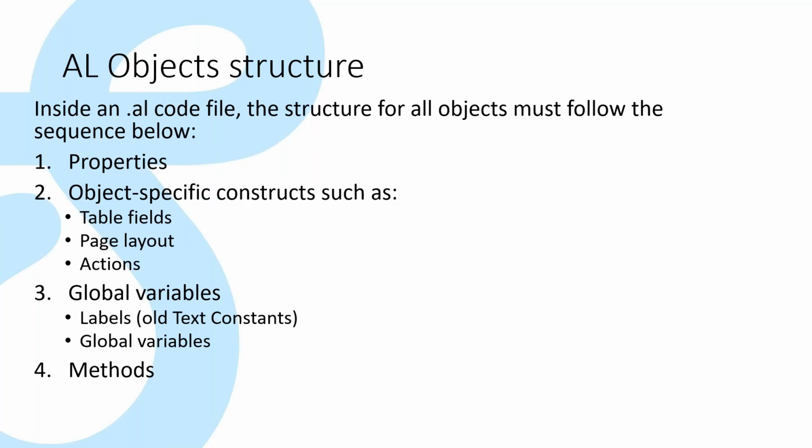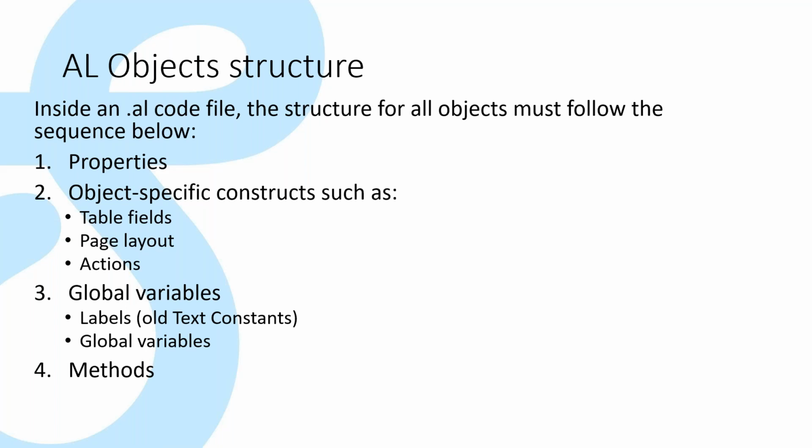Regarding the object structure, all AL objects follow the structure that is presented in the sequence here. First of all, we specify the properties of that object. Then we have the object-specific constructs such as table fields, page layout, or actions. Then we have global variables, and methods and triggers as well.